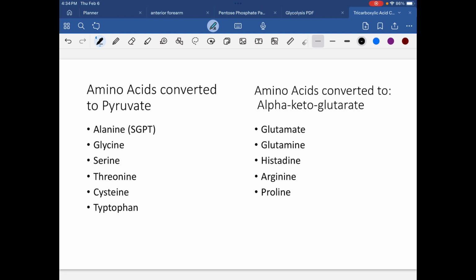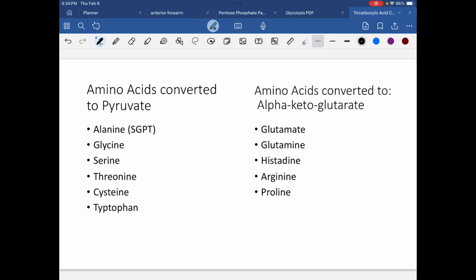This is one of those things where it's good to have it memorized so you can just recall it. So when we actually get to start talking about these processes and how they're converted into something to join the citric acid cycle, you already know what amino acids are going where.